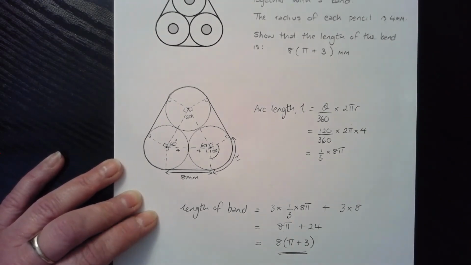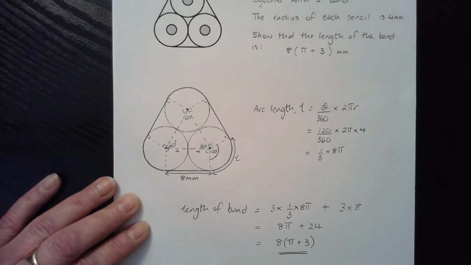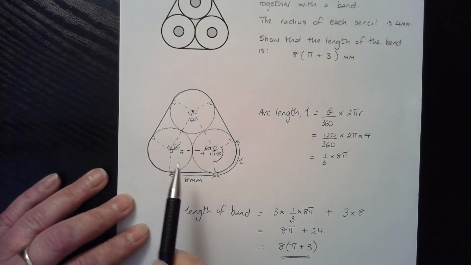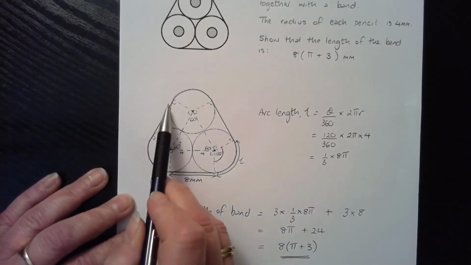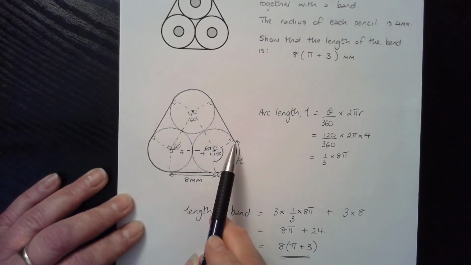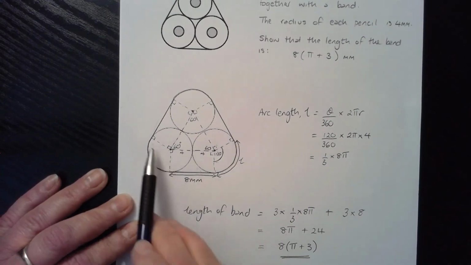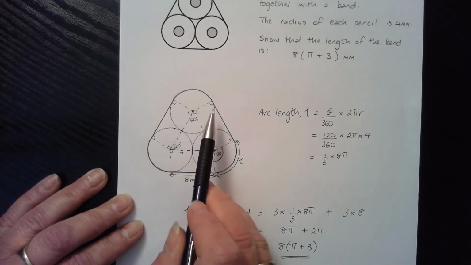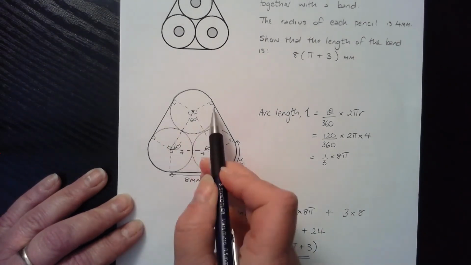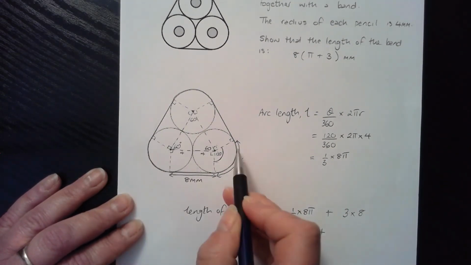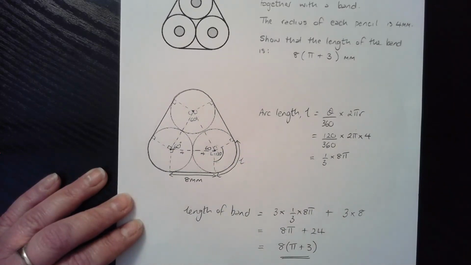So that's that complete. There is a slightly shorter way of doing this, and that is, obviously we've got these 3 straight edges that are 8, but we have got 3 arcs that are 1/3 of a circle. So I could quite easily have just worked out 8 plus 8 plus 8 plus 1, the diameter of one whole circle, which is what I've done here, 3 lots of the arc length.